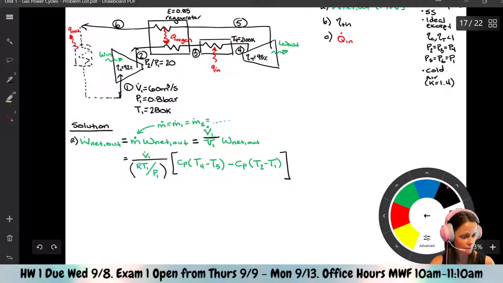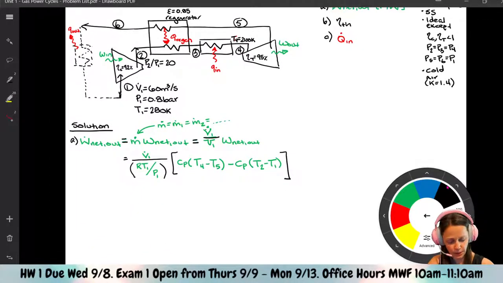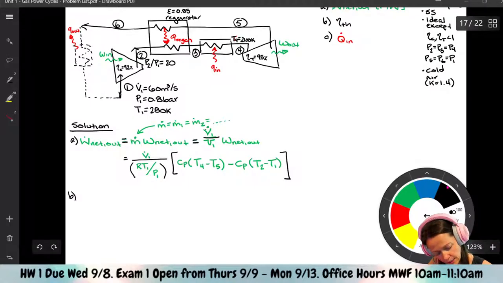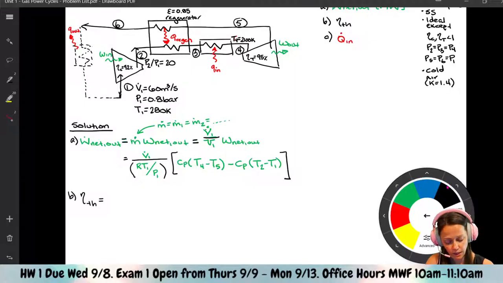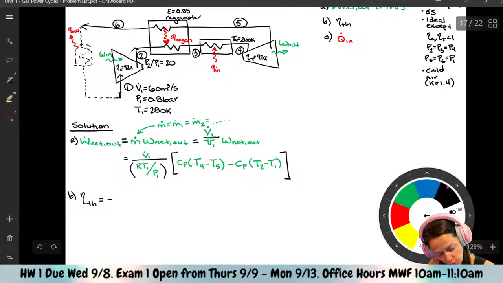Right. And we've got 3 minutes. Let's see if we can't knock out the thermal efficiency as well. So the thermal efficiency, you could put it in terms of Q in and Q out. It doesn't really matter. Or work net out and Q in. Since I've already put things in terms of work net out, I think I'm going to do that. So I'm going to put this as work net out over Q in.